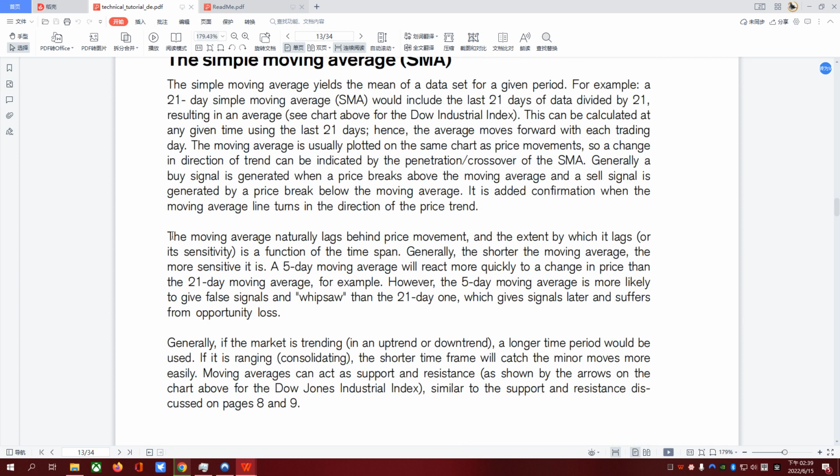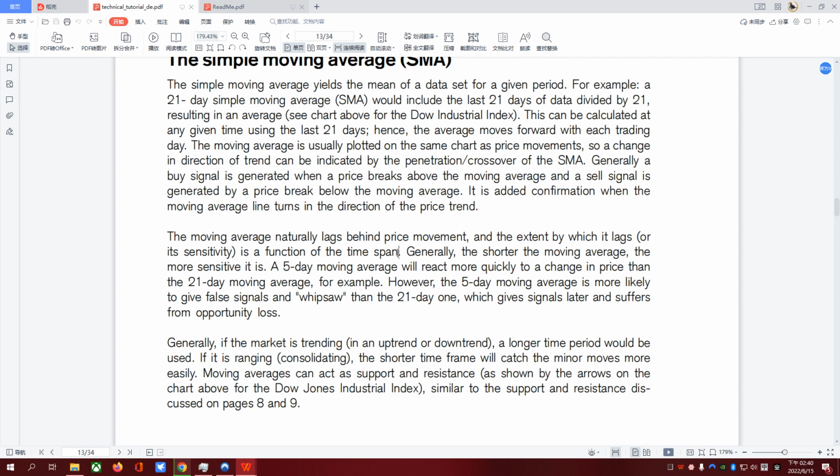But as we have said before, the moving average naturally lags behind the price movement. The extent to which it lags is a function of the time span. So that means if we're going to properly time our trades and properly position our trades, we have to also use other technical indicators to help us understand the market structure. So the shorter the moving average, the more sensitive it is. The 5-day moving average will react more quickly compared to the 21-day. Again, it all relates to the time spectrum that you want to trade.